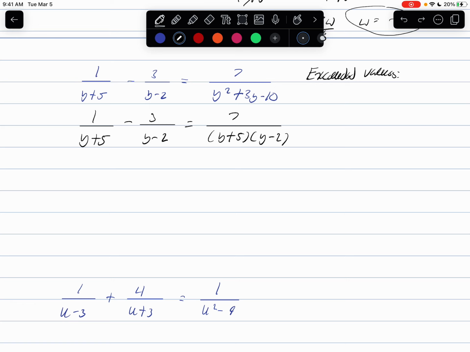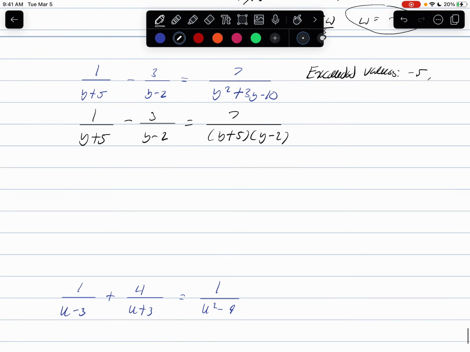So if we have y plus 5, negative 5 would do the trick. So negative 5 plus 5 is 0. And for y minus 2, 2 would do the trick, right? So 2 minus 2 is 0. So if we end up with a solution here of y equals negative 5 or y equals 2, we know that we have to exclude it from our solution. And now let's see if we can solve this.